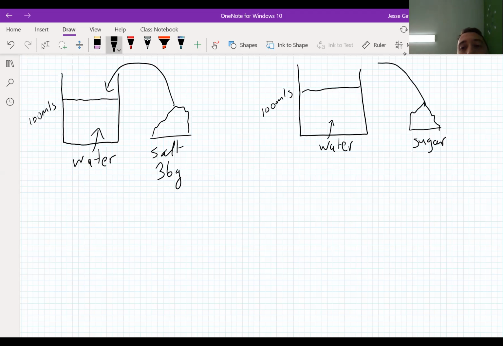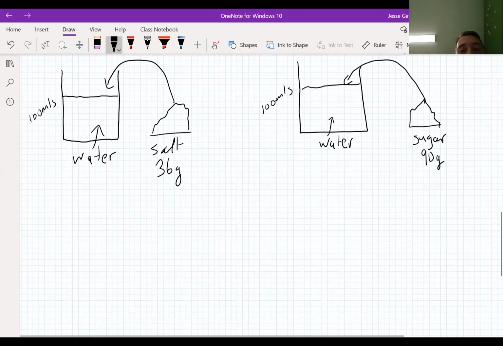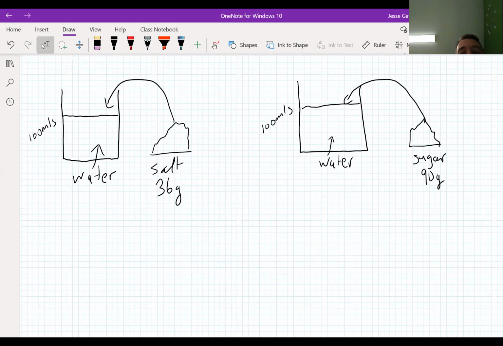I'm going to take the sugar and put it in the water and mix it. I'm going to see how much sugar I can put in before it stops dissolving. And the answer is I can fit 90 grams of sugar in. Okay. Now, hopefully you can see that we have the same amount of water here. So it's a fair test. It's a fair comparison. And you can see that clearly I can fit more sugar.